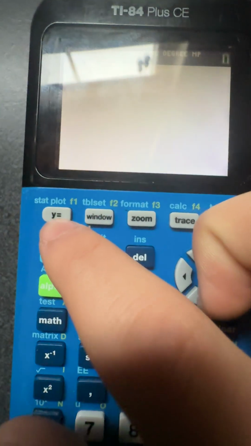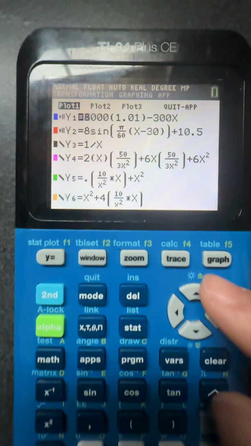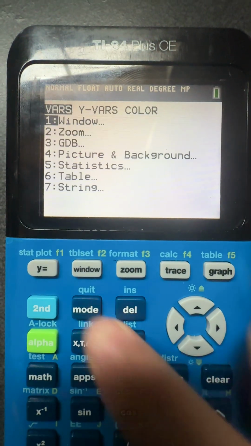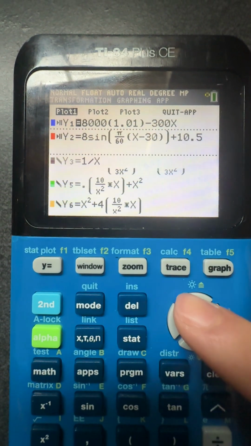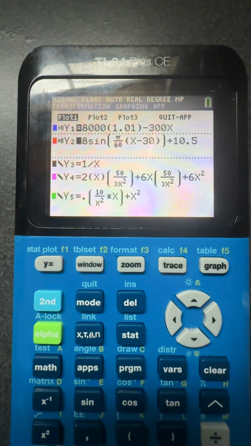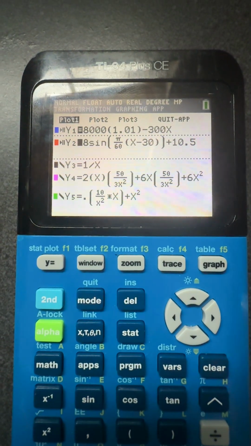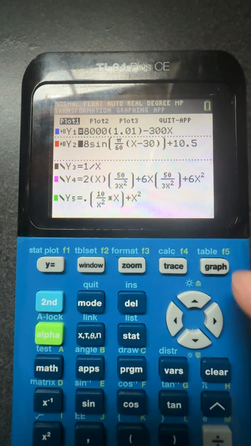If you ever got to graph anything, hit the y equals, and then whatever one has this dark black highlight, that's the thing that's going to get graphed and plotted.